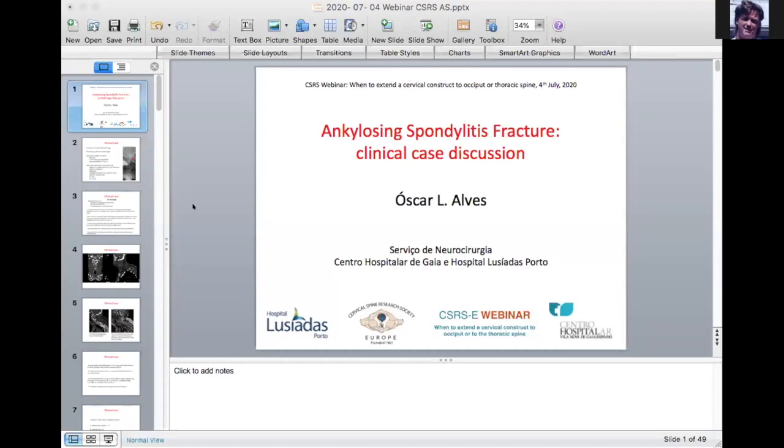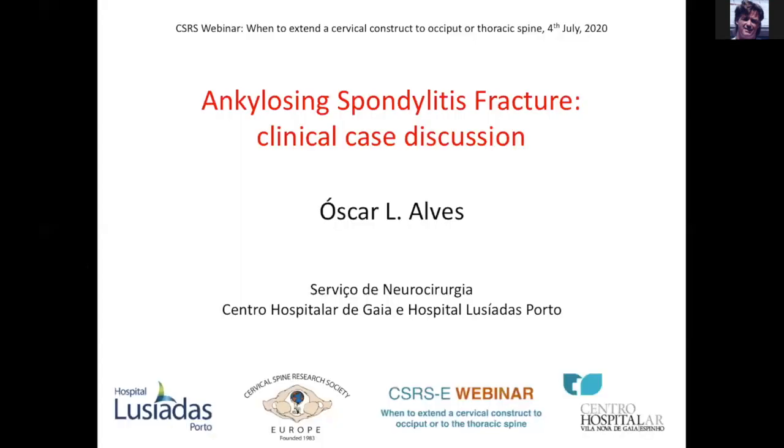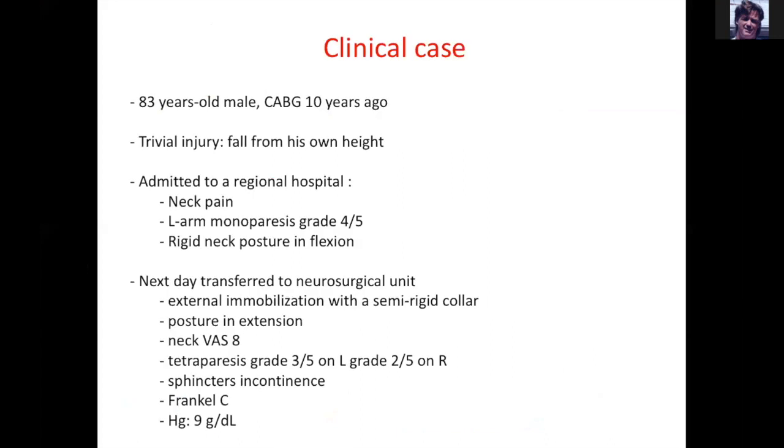Well, it's a very, very quick case because we had some dilemma on this case and would like to listen to your opinion. It's about an ankylosing spondylitis fracture. It's an 82-year-old male with a CABG done 10 years ago. He had a fall from his own height, a trivial injury, and was admitted to a local hospital with neck pain, left arm monoparesis, grade 4 on 5, and a rigid neck in flexion.